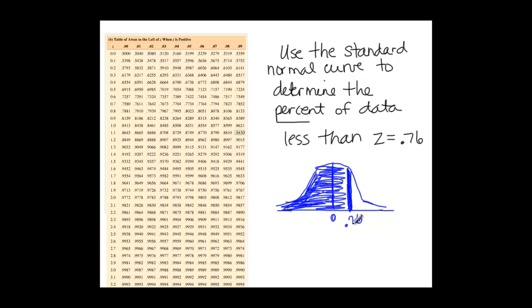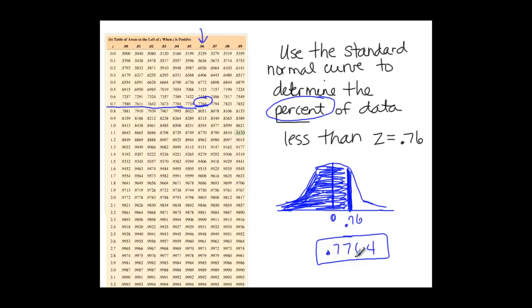It always tells me the area that's to the left of that particular z-score. So if we go over on our chart, a 0.7 and go across to 0.76, which gives me an area of 0.7764. So the area is 0.7764, but I want to know the percent of the data.